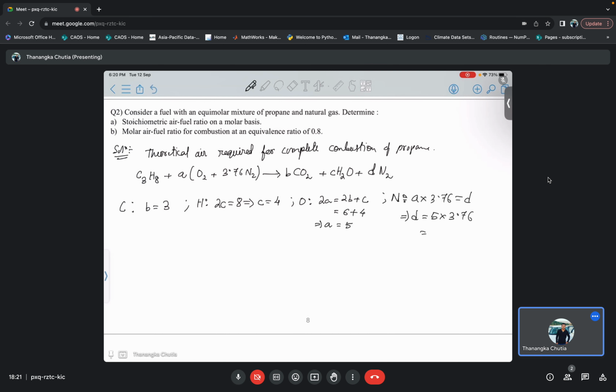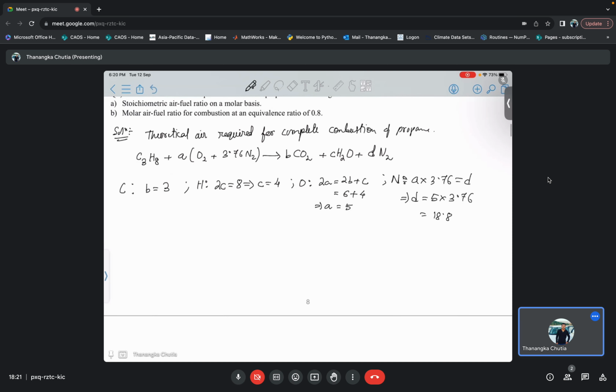That is 18.8. Fine. So we have got this. We'll write the combustion reaction later on.